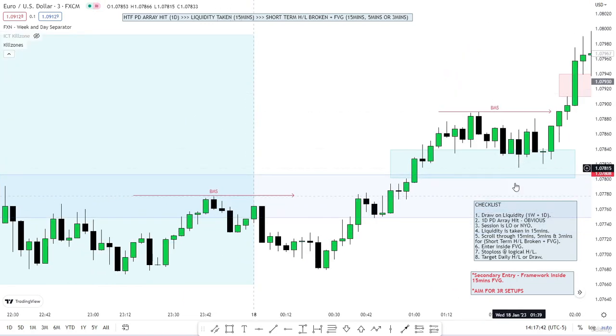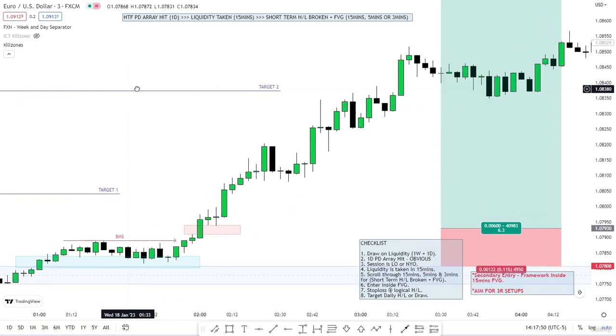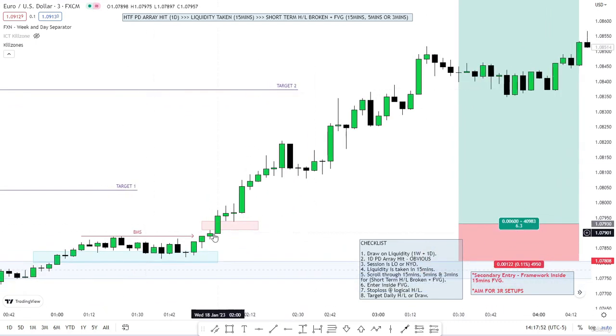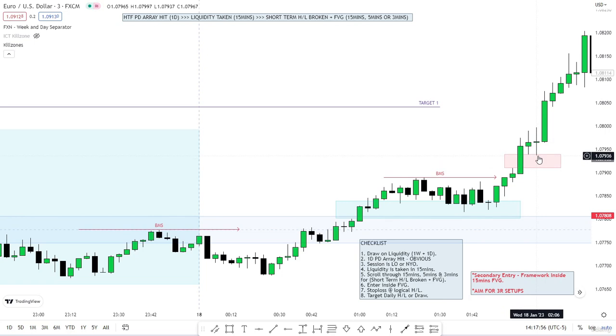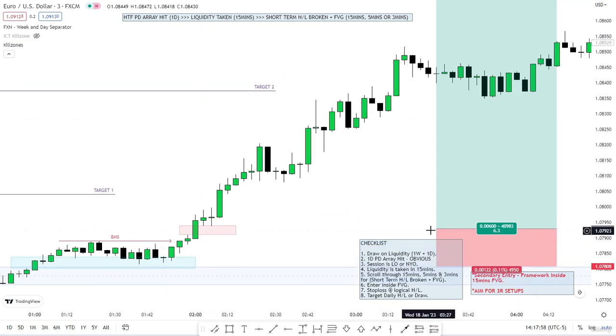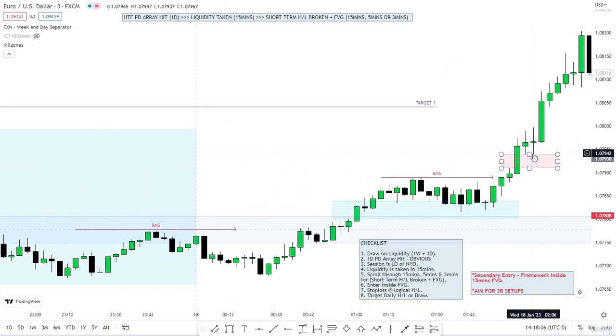So once it hit, this is where I was saying this is a secondary entry, and make sure you're aiming for 3R setups minimum. So this was 6R if you use the 15 minutes entry. Oh, is it the 15 or the 3? I think the 3. And replace your stop here. Get 6R. So here is the entry.